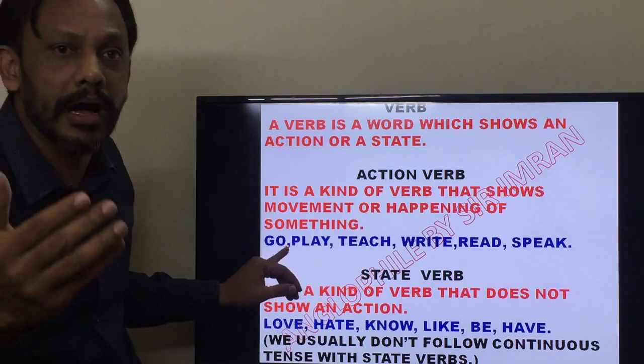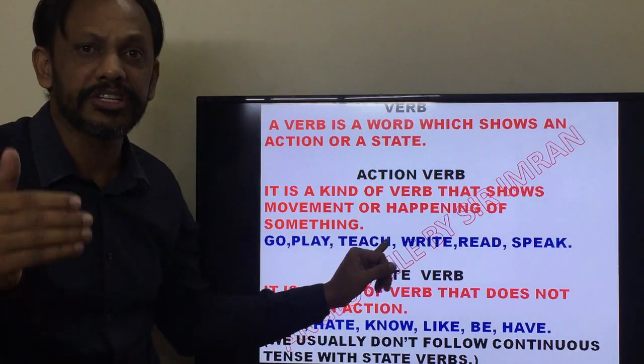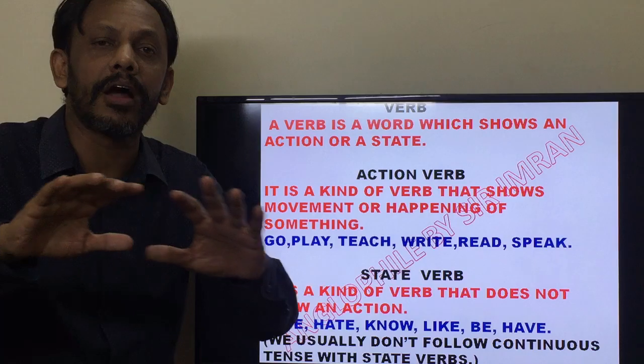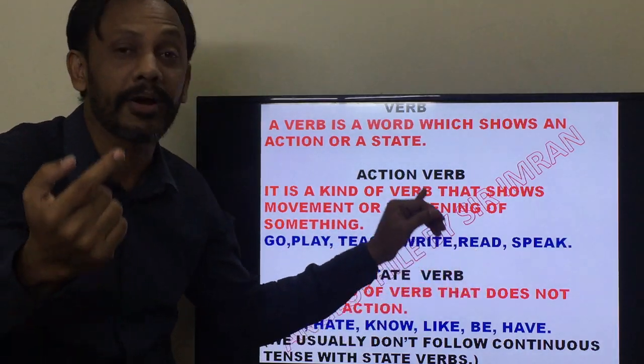Like for example, go. Of course there is a happening, there is a movement. Play, teach, write, beat. These are all different words, but they have one thing in common. They all talk about an action.